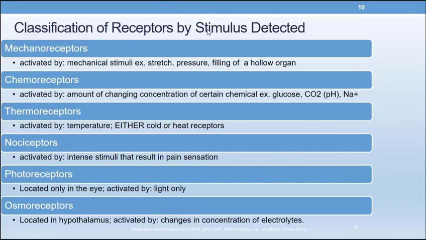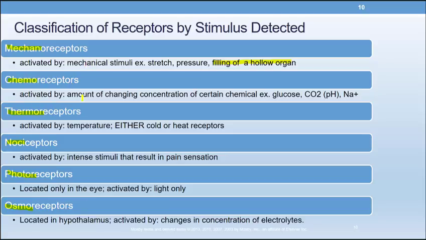We can also classify receptors based on the type of stimuli that can actually activate the receptor. So we have mechanoreceptors, chemoreceptors, thermo, nocio, photo, and osmo. Mechanoreceptors are activated by mechanical stimuli. So for example, in hollow organs, in order to determine fullness, they can detect stretch, they can detect pressure as well. So mechanical stimuli.